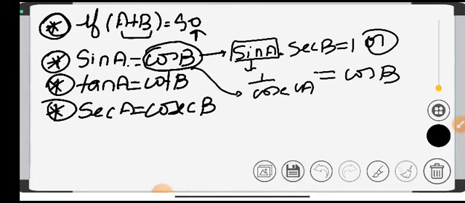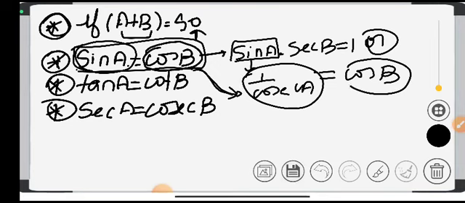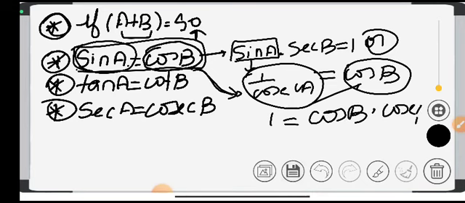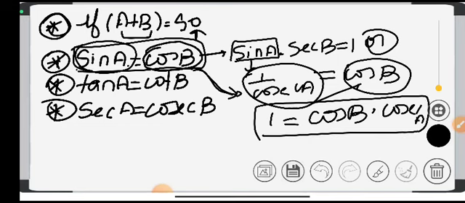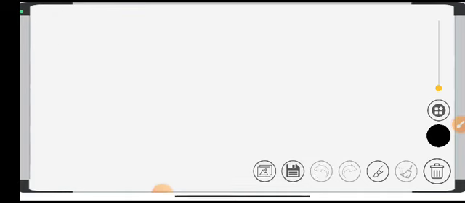By applying the same way, if I write sin as 1 upon cosec and cos B as it is, then this one is sent to that side, so I will write it as cos B into cosec A equal to 1. Okay, so I won't prove that. Write down all the resultants.